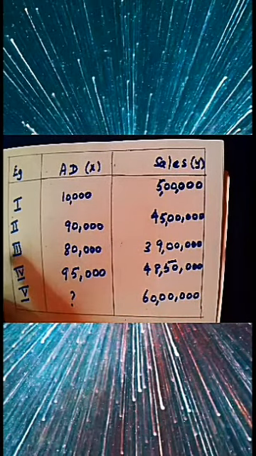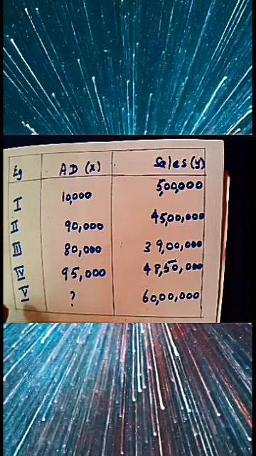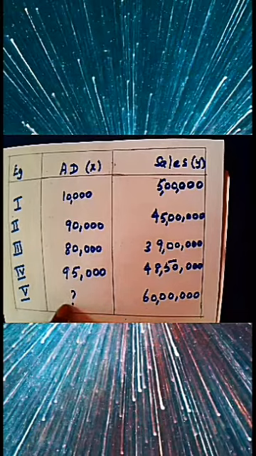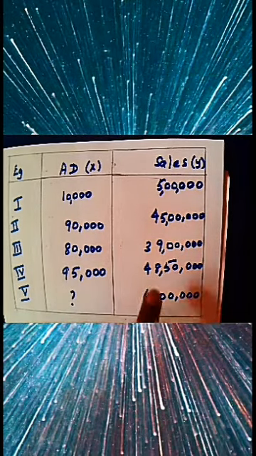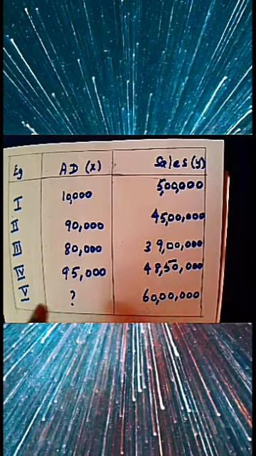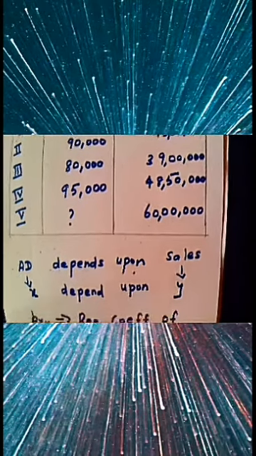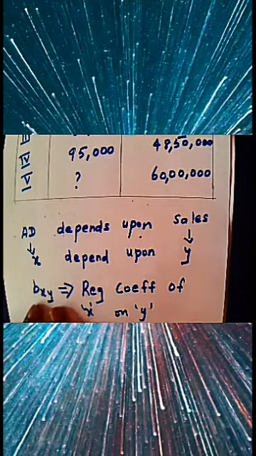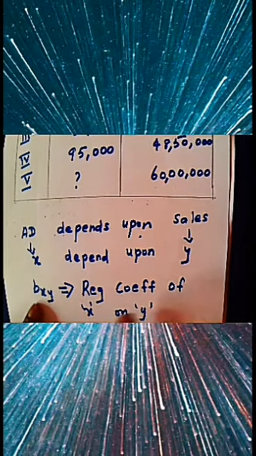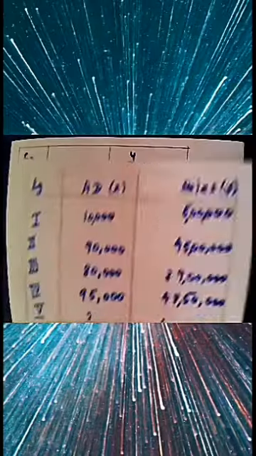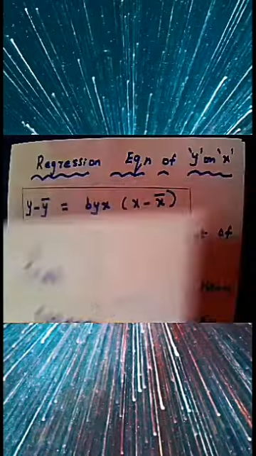Similarly we are going to do it in the third year and fourth year, but in the fifth year we are going to predict how much you're going to invest in advertisement. Here the advertisement is dependent upon the sale, which means X is dependent on sale. X depends upon Y, that can be written as BXY, which is the regression coefficient of X on Y. From this I can write the equation for X on Y.